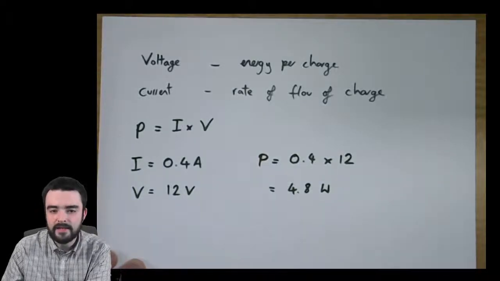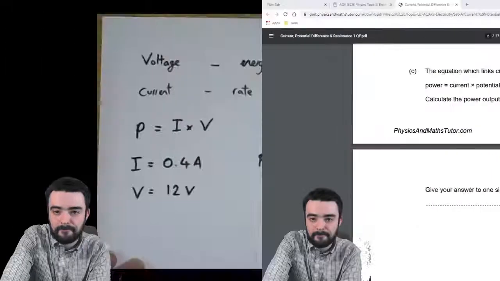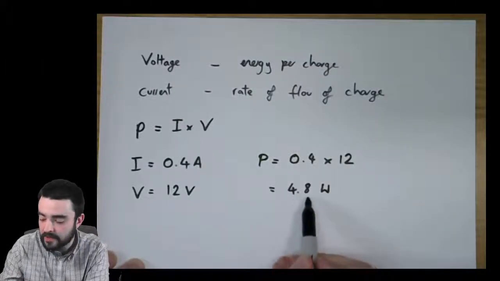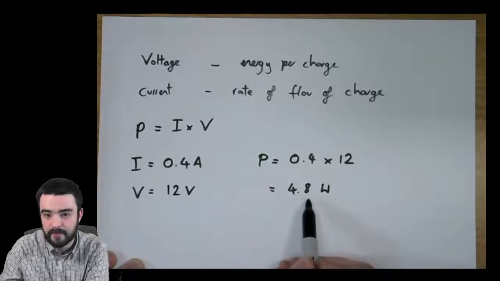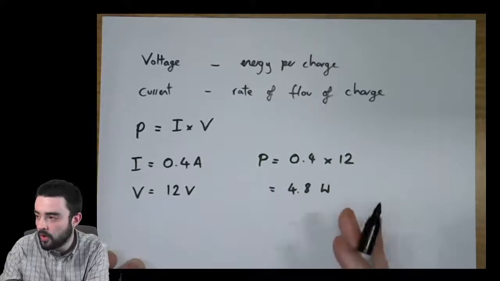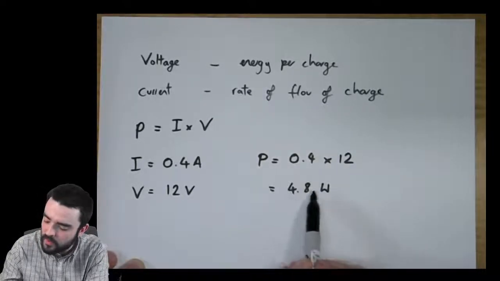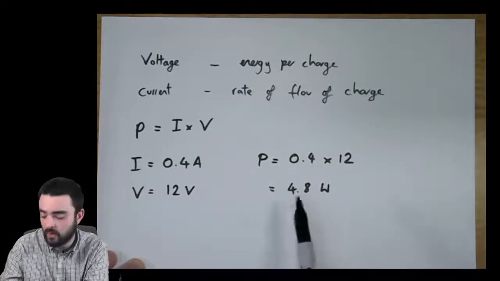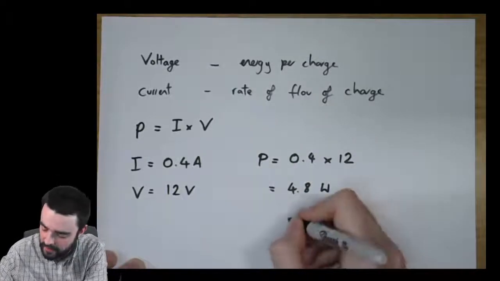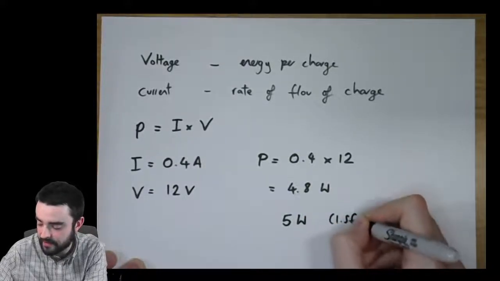Is this the end of the question? No, because it said give your answer to one significant figure. Currently, we have 2 significant figures. So a significant figure is any non-leading non-zero number. So we'd need to round this, so we have one significant figure. So it is 5 watts to one significant figure.